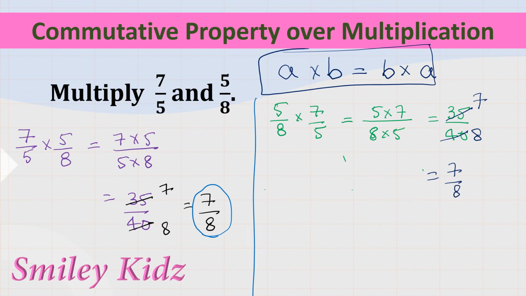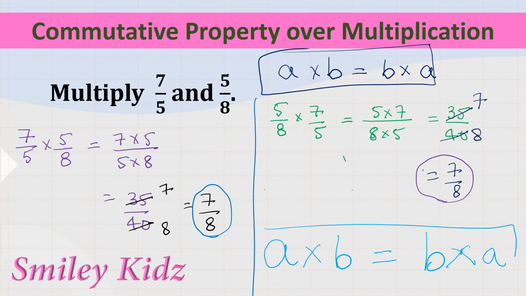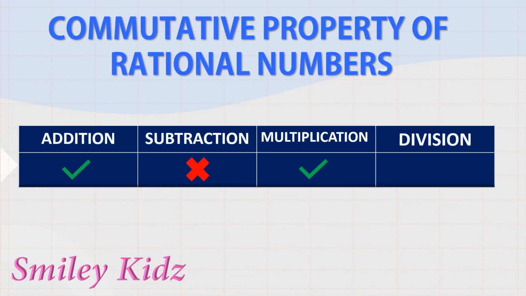When we did a into b, we got the answer as 7 by 8. And when we did b into a, we got the answer as 7 by 8. What does it conclude? It concludes that a into b is equal to b into a. That is, rational numbers satisfy commutative property over multiplication. We have filled the third block as well. That is, rational numbers satisfy commutative property over multiplication.